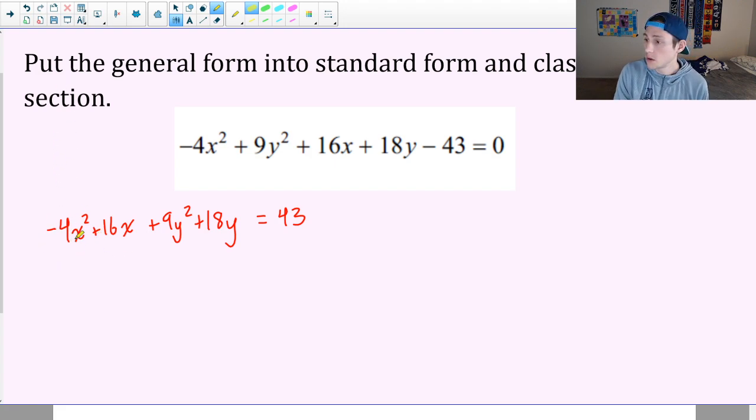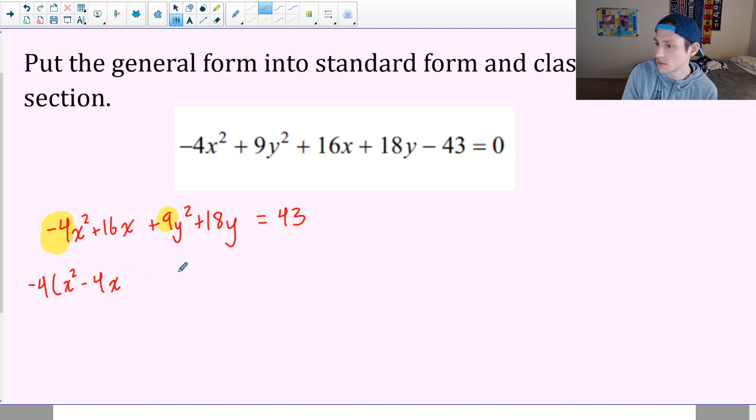Now, normally we would just start completing the square now, but both of these square terms have a coefficient on them. So before I complete the square, then I need to factor out each of those coefficients for each group. So for the x's, I'll factor out minus 4. So that turns into x squared minus 4x. Now I'll leave some space for my completing the square. For the y stuff, I'll factor out that 9. So y squared plus 2y. I'll leave some space. Equals 43.